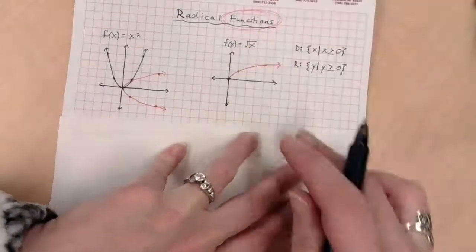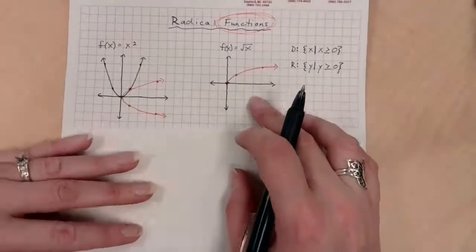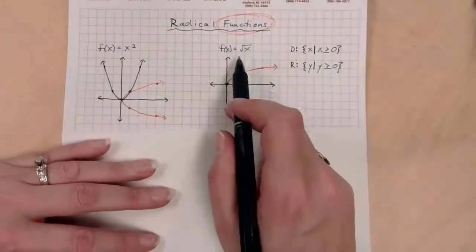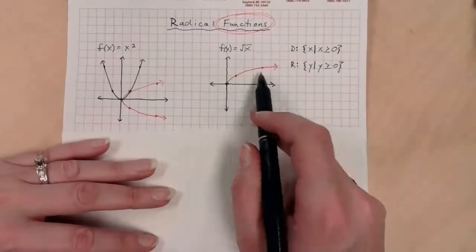All right, so this is our parent function, and this is without making too many alterations to life. This is what we should expect to see. So if you see square root function, your brain needs to think half of a sideways parabola. That's the image you should have.